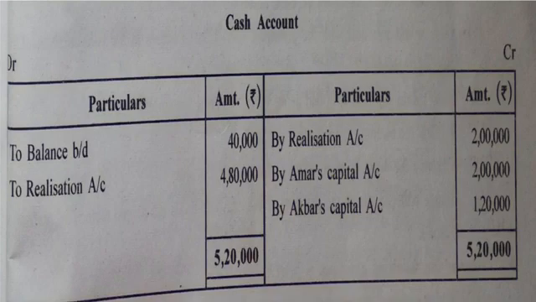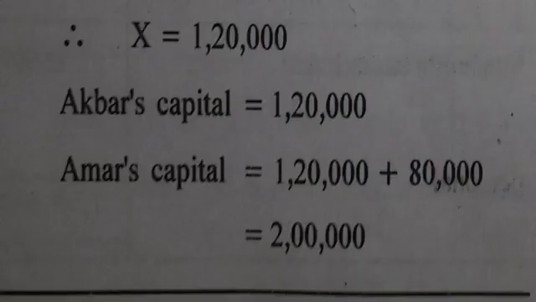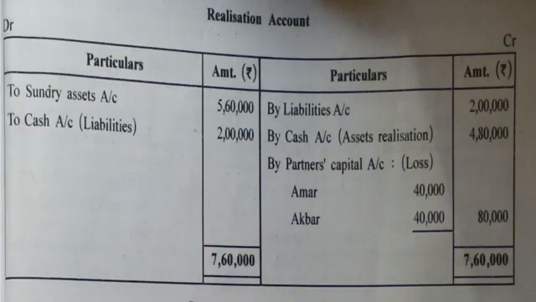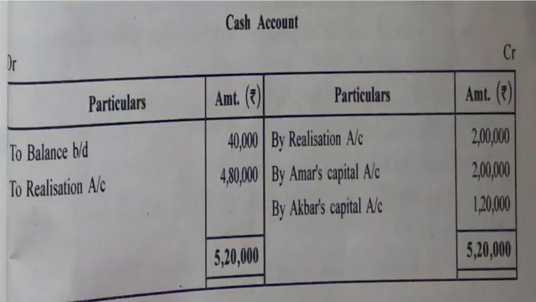Now talking about by realization account and to realization account. This is the realization of assets. This is the payment of liabilities. The effect for this too is already given in realization account. What is your journal entry? For the realization of assets, it is cash to realization. So in realization account you have written by cash, and in cash account you will write down to realization account. Simple.